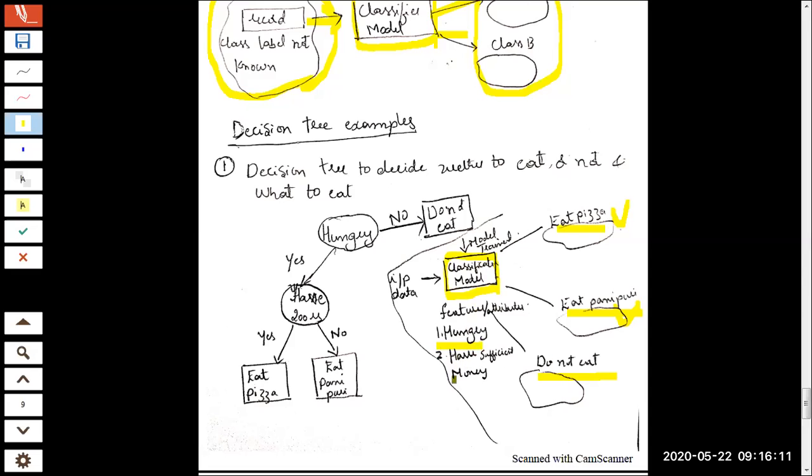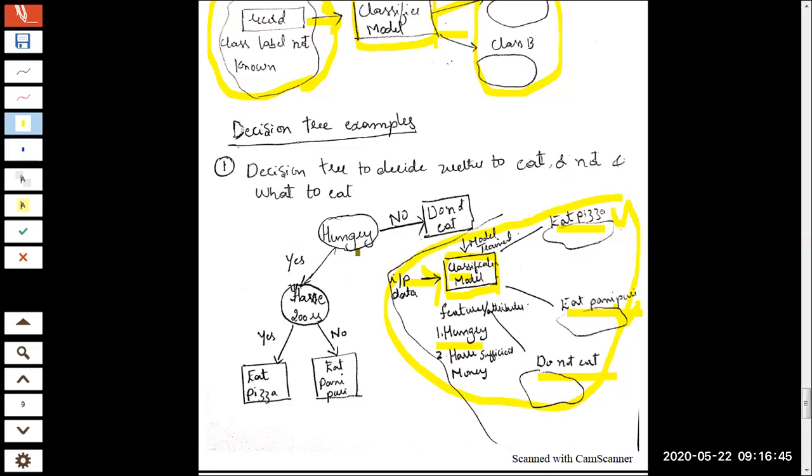So what are the features or attributes? Whether he is hungry, and also whether he has sufficient money. For all these features, this classifier has been trained. This classifier will be given input, and based on the input, it will make a decision regarding to which class it should be assigned. This was the complete process, and this is the decision tree.